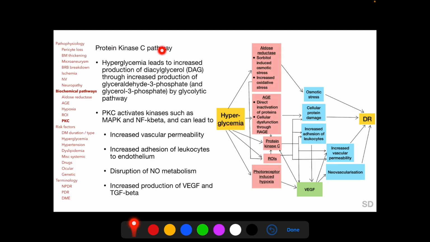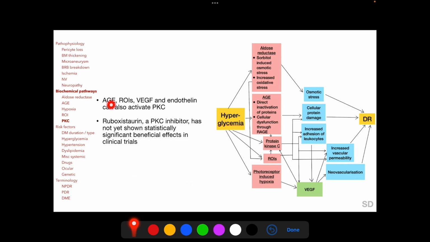The protein kinase C pathway is stimulated by diacylglycerol, and hyperglycemia can lead to increased production of diacylglycerol. Activation of protein kinase C can subsequently activate various intracellular kinases, which may lead to increased vascular permeability, increased adhesion of leukocytes to endothelium, disruption of nitric oxide metabolism, and increased production of VEGF. Advanced glycation end products, reactive oxygen intermediates, VEGF, and endothelin can also activate protein kinase C.